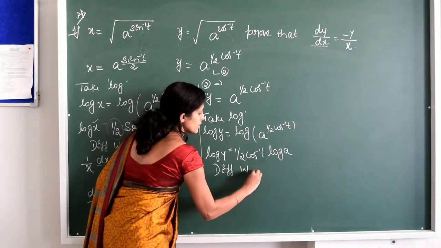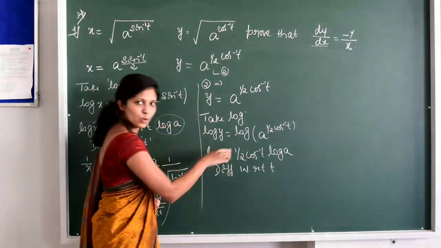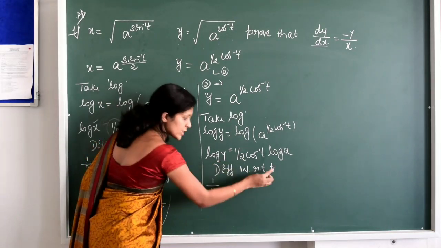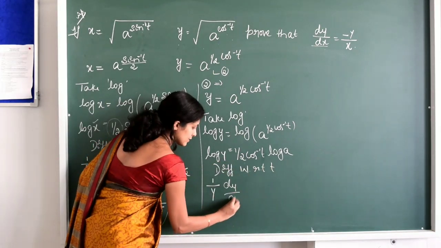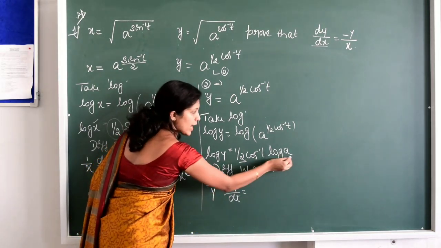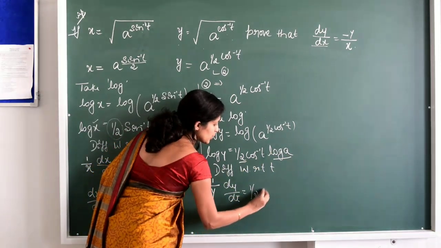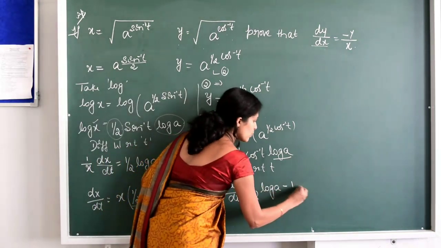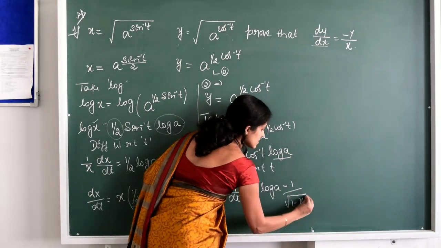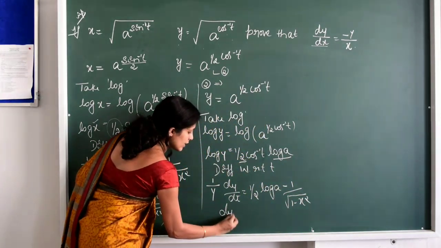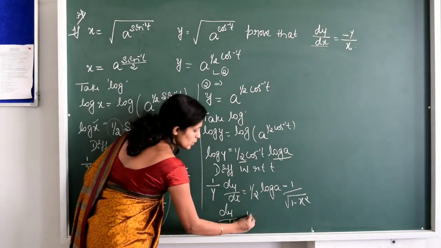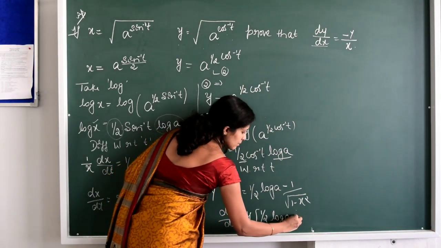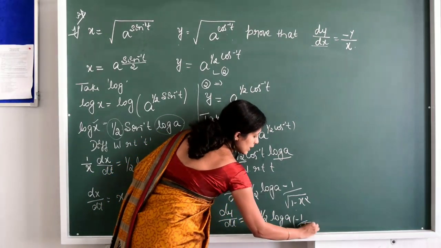Differentiating with respect to t. So derivative of log y with respect to t, log y will be 1 by y, derivative of y with respect to t will be dy by dt, is equal to, here also 1 by 2 and log a is constant. We write as it is 1 by 2 and log a. What is the derivative of cos inverse t? It is minus 1 divided by root of 1 minus t square. So by this we can write dy by dt is equal to y into 1 by 2 log of a and minus 1 by root of 1 minus t square.